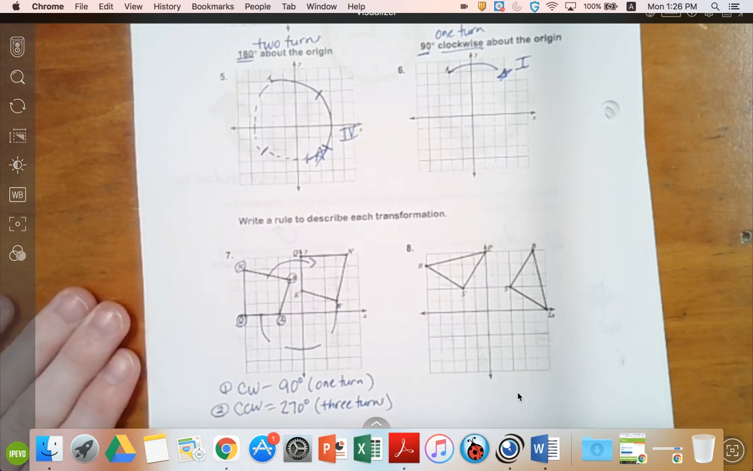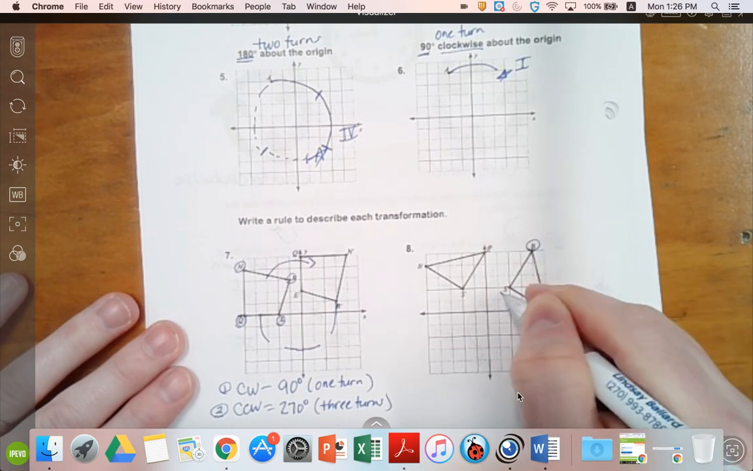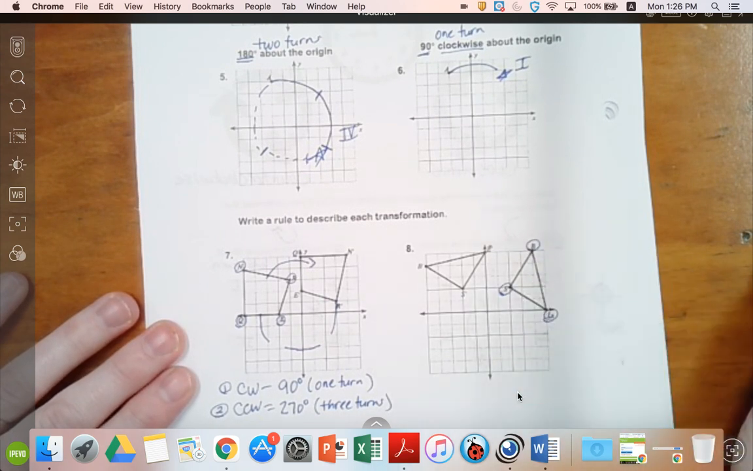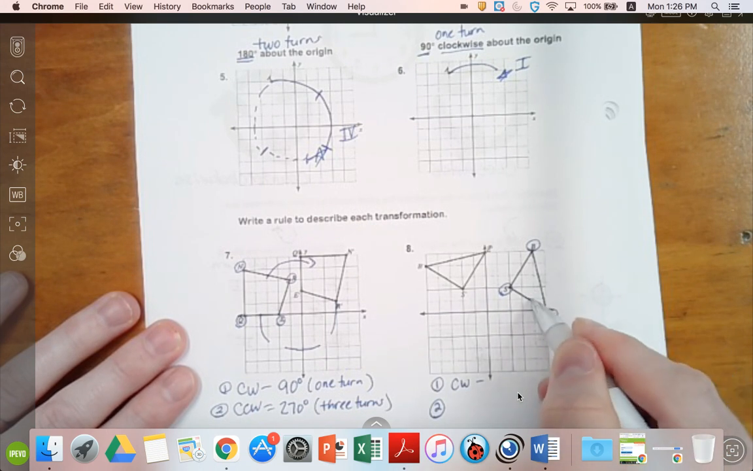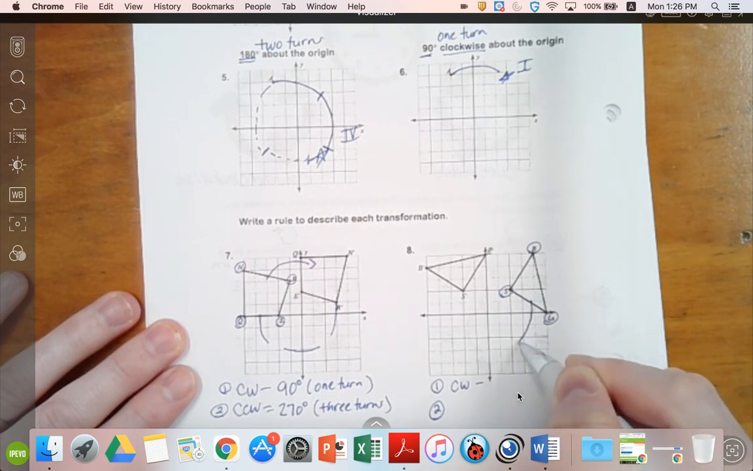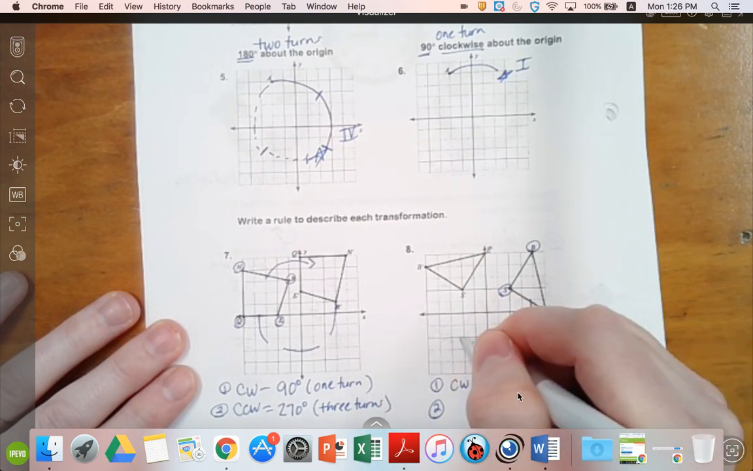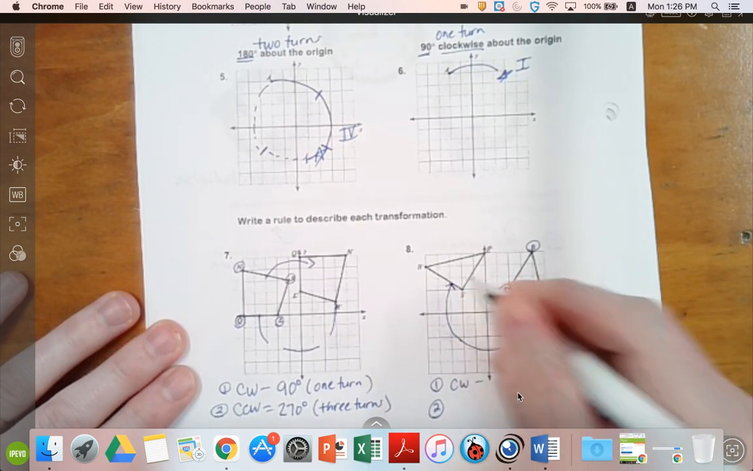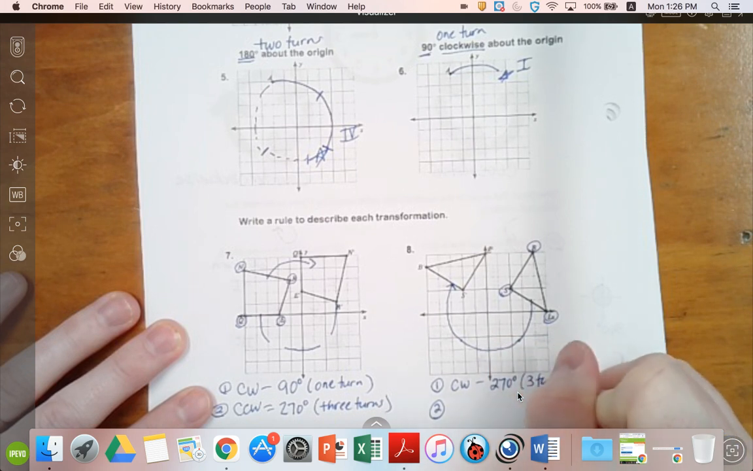Okay. Number 8. Here's my original, the one that just has the letters, doesn't have the little prime. And I want to determine how I move clockwise and counterclockwise. So I'm right here. Let's go clockwise. Clockwise is 1 turn. I'm in this quadrant. 2 turns because I'm in a new quadrant. 3 turns. So that's 270 degrees. That was 3 turns.